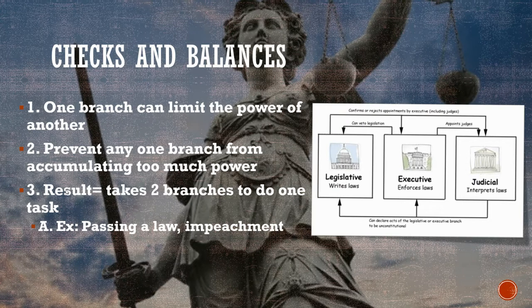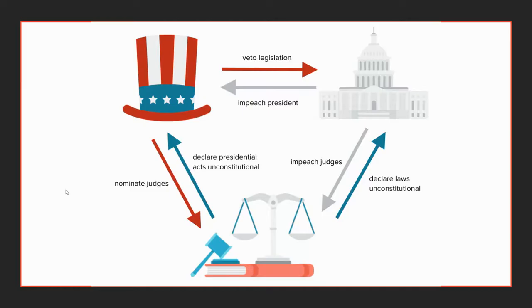It makes sure that each branch of government is checked by the other branches, and no one branch would be able to dominate the full government or become too tyrannical like King George's government did. There are many ways that the branches of government can check each other. Here's a few other examples for you guys.